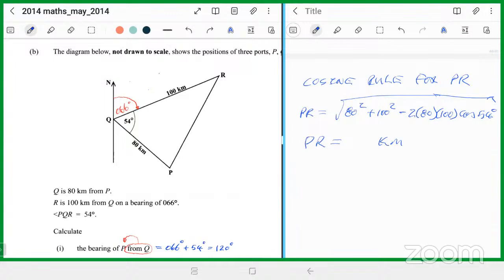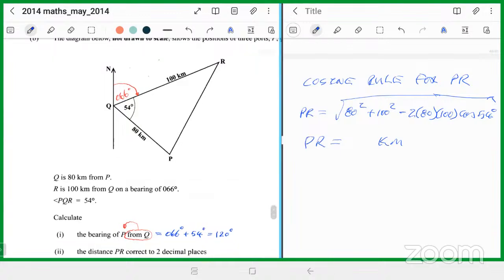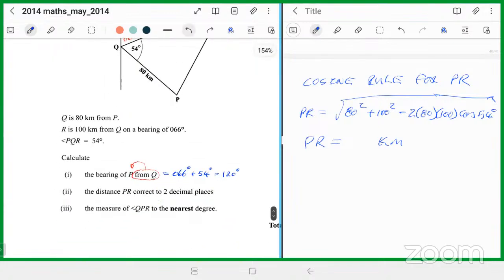83.64. And that's what I said. 2 decimal places. Yes, 2 decimal places. Good. So tell me now, 83.64. Beautiful. So this is equal to 83.64 kilometers, and always put it on the diagram.